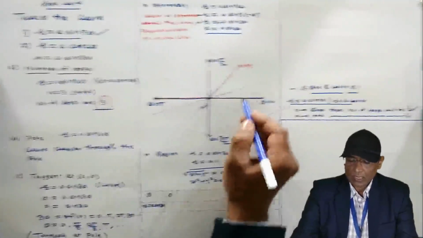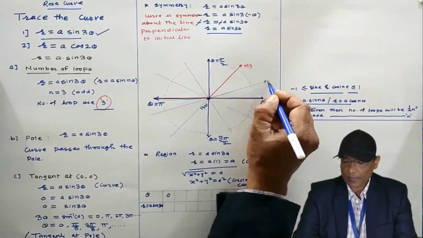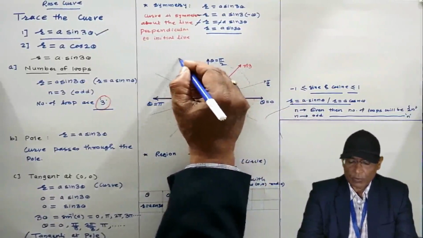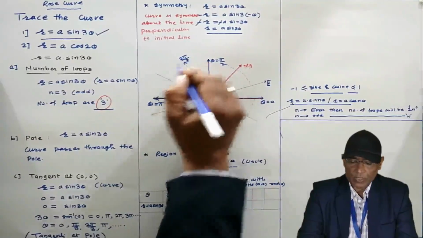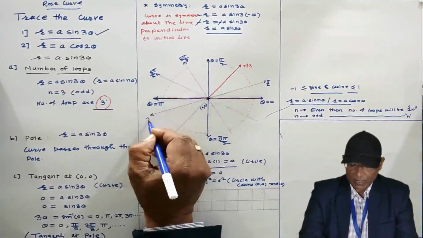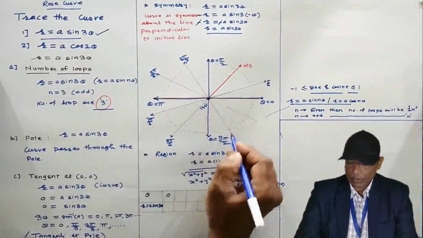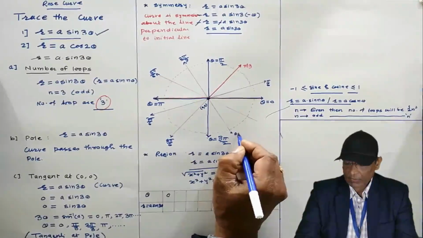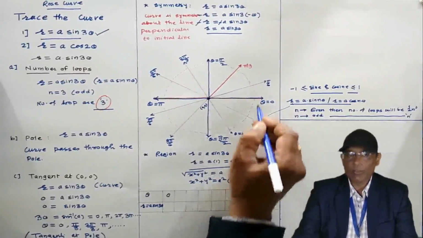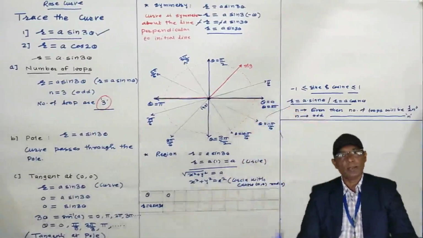Then what are the tangents? This is the tangent, this is pi by 6, 2 pi by 6, 3 pi by 6, 4 pi by 6, this is 5 pi by 6, this line is 6 pi by 6, this line is 7 pi by 6, 8 pi by 6, 9 pi by 6 is 3 pi by 2. Then theta equals 10 pi by 6, then theta equals 11 pi by 6. Theta equals 12 pi by 6 means theta equals 2 pi. Theta equals 2 pi and theta equals 0 is the same initial line.